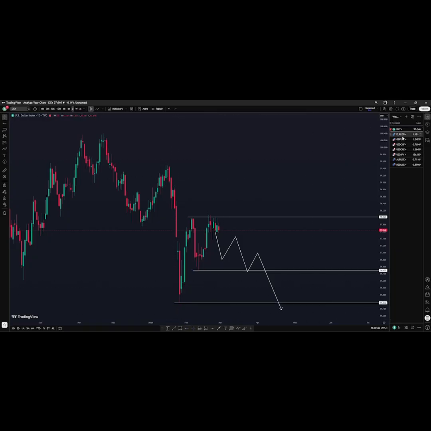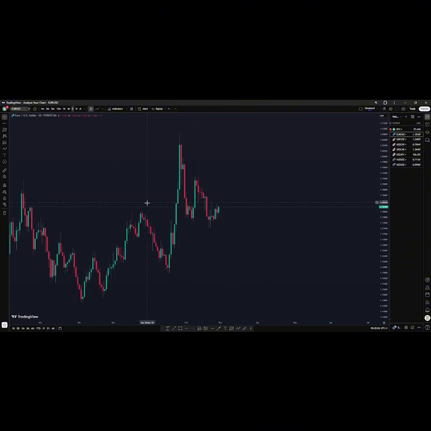Now, with that in mind, if you transition to Euro USD, let's see what's going on there. And you can see Euro USD is also the same thing, but just the opposite. So you can see we had a run on stops here. Let me mark that out. We had a run on stops here. Price took out liquidity at an old low here, right? While on the dollar index price took out liquidity at an old high.